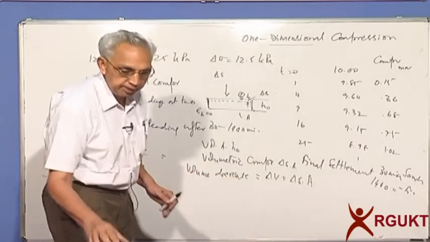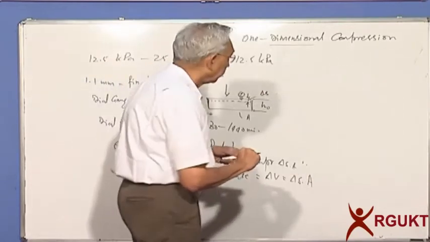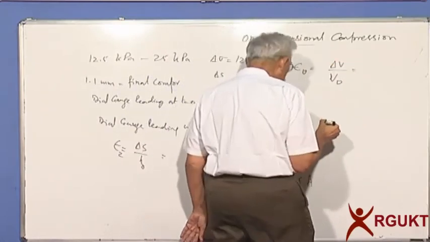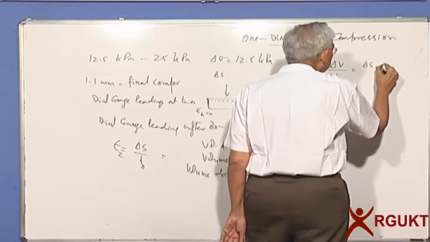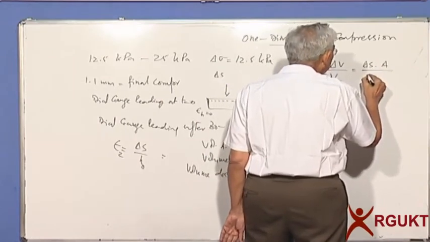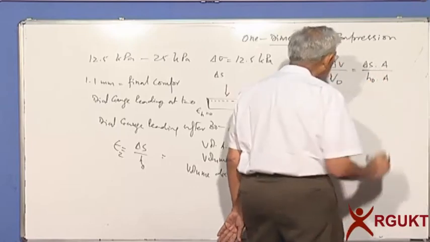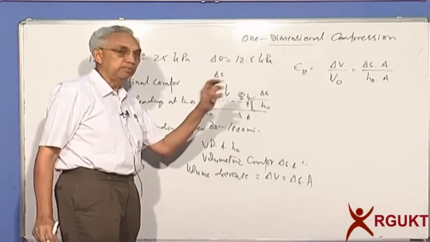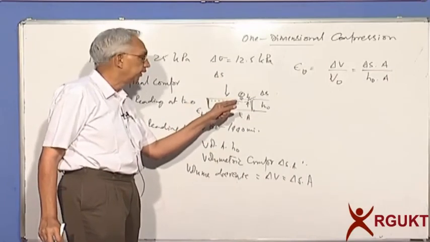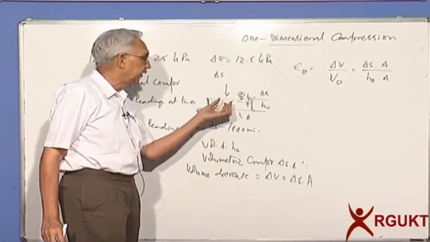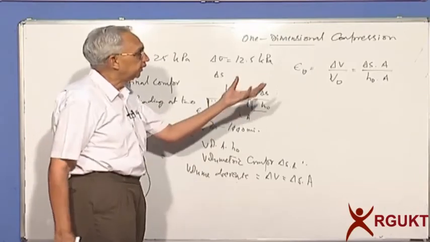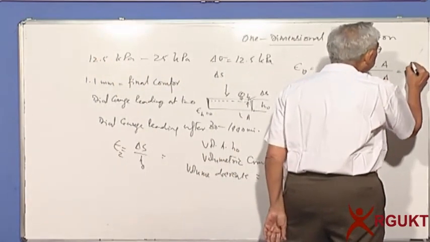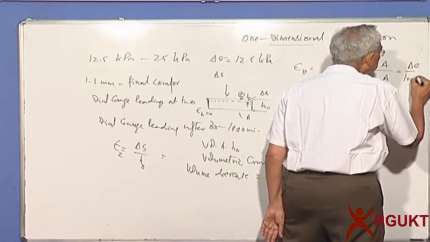So what will be the volumetric strain? If I say epsilon V is the volumetric strain, this is equal to delta S into A by H naught into A. What is the initial volume? H naught into area of cross section, and by how much does it decrease? It decreases by delta S, and so delta S into area gives me the decrease in the volume of the sample. Can I also write it as change in void ratio by the initial volume?